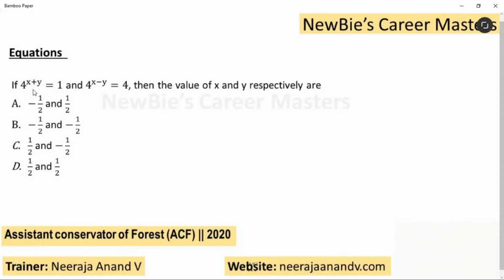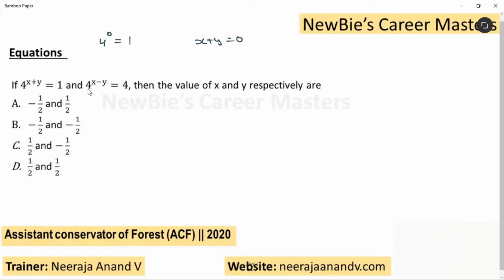Next question is, if 4 power x plus y is equal to 1 and 4 power x minus y is equal to 4, then the values of x and y respectively are. You will just check what value of x plus y gives you the answer as 1. Think. Simple, no? 4 power 0 is 1. So this x plus y value should be 0. Am I clear? That's it.